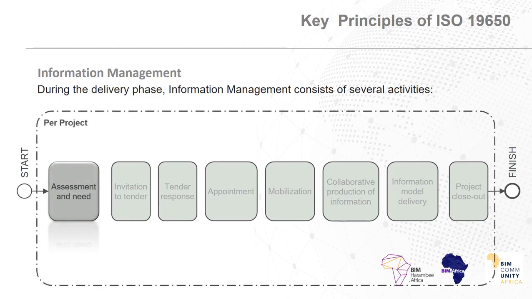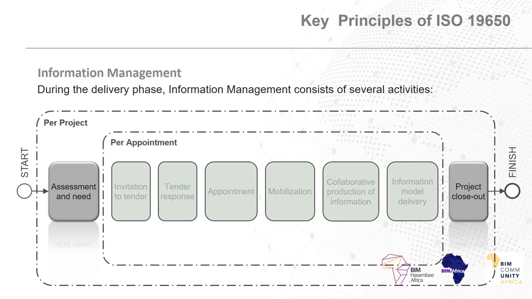Here we will look at the information management process in a little bit more detail. So what there is in the activity sequence is a series of activities which define an information management process. The information management process is started. Then per project there is an assessment and need and project closeout.